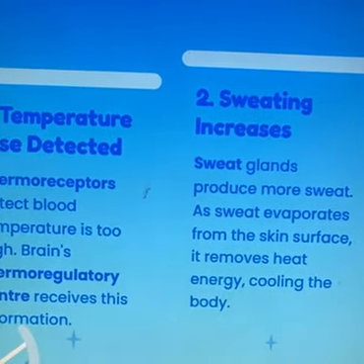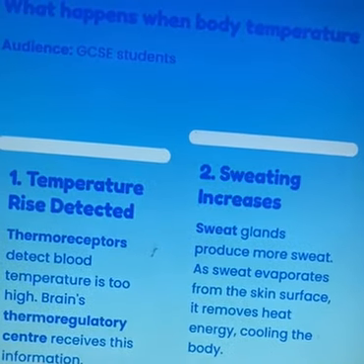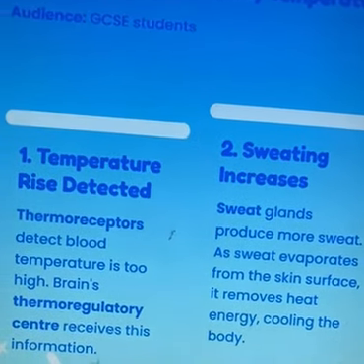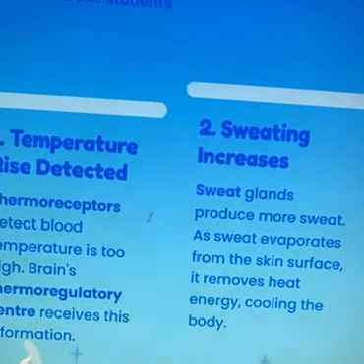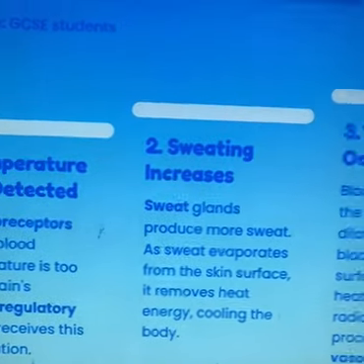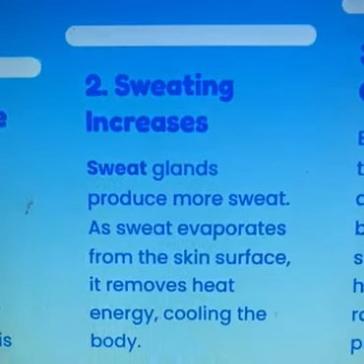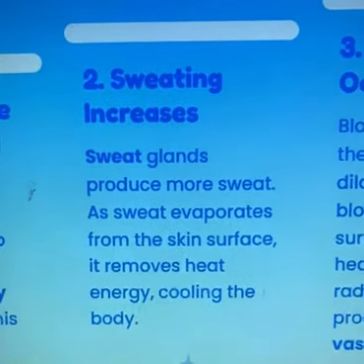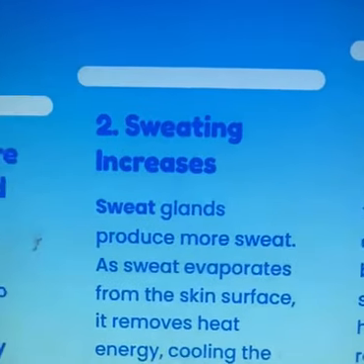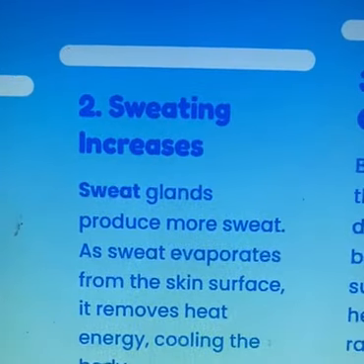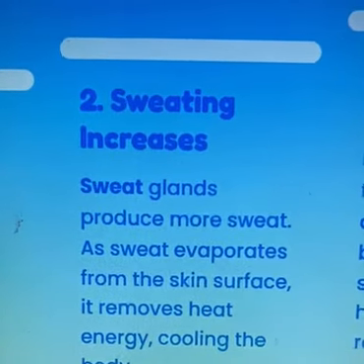So the thermoregulatory center receives this information. Now what is going to happen when the thermoregulatory center receives this information? It will say, okay, we need to take action, and then sweating increases. Sweat glands produce more sweat. As sweat evaporates from skin surfaces, it removes heat energy, cooling the body.